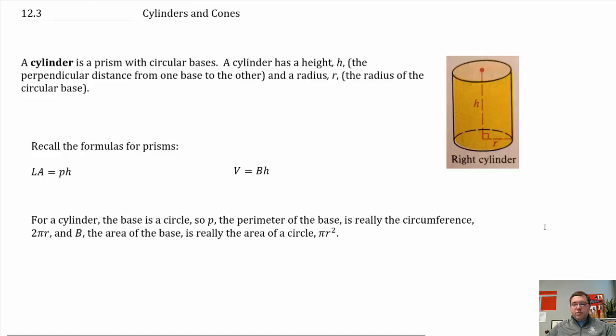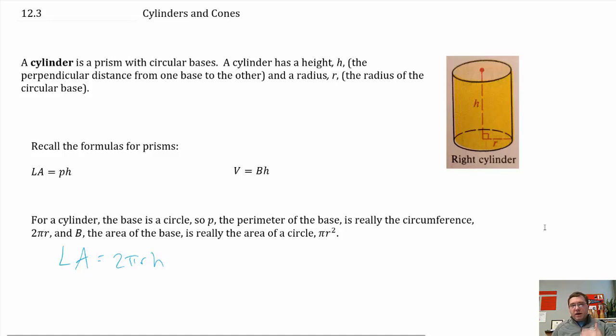The lateral area for a prism was the perimeter of the base times the height, and the volume of a prism was the area of the base times the height. Well, we can use that same principle here because a cylinder is really just a special type of prism, a prism whose bases are circles. So the perimeter of the base is the perimeter of a circle, which means its circumference. And the formula for circumference, you'll remember, is 2 pi r. So the lateral area of a cylinder is 2 pi r times the height. The perimeter of the base times the height.